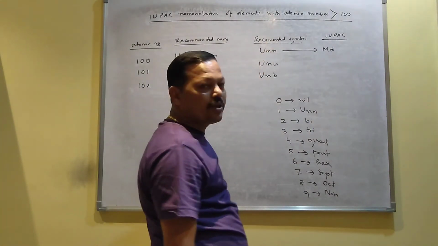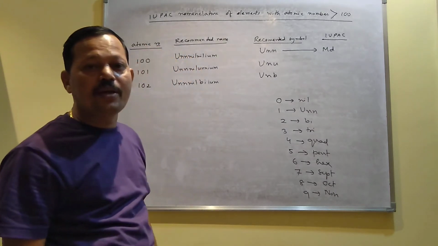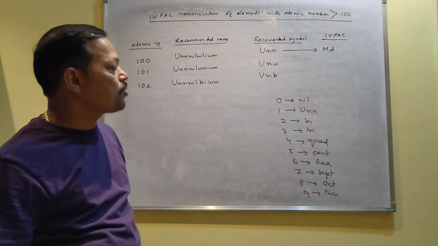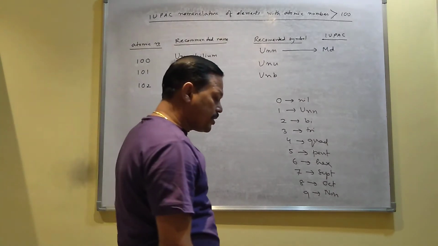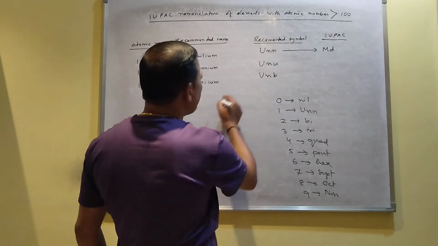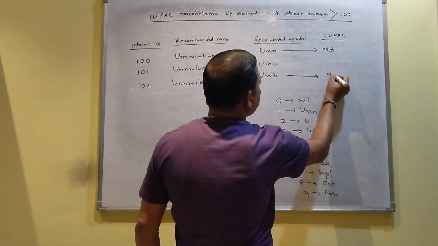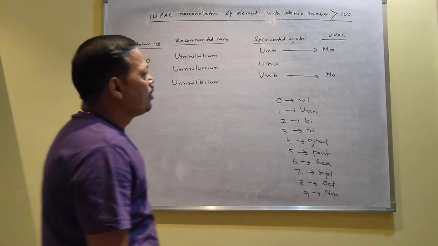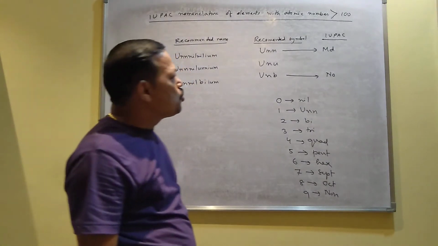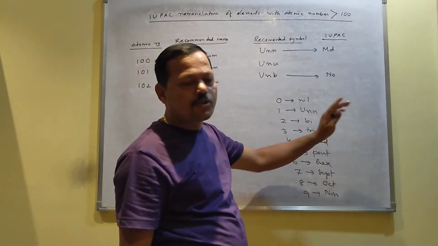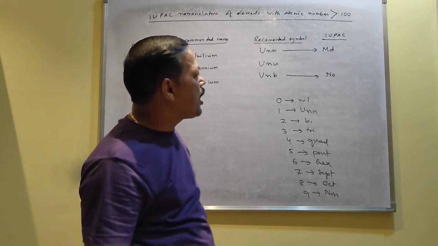Mendelevium, MD, is an element discovered by the scientist Mendeleev, that's why it is called Mendelevium. 102 is called Nobelium, its symbol is No. Like this, in your book these IUPAC names are also given. You should learn the IUPAC name also.